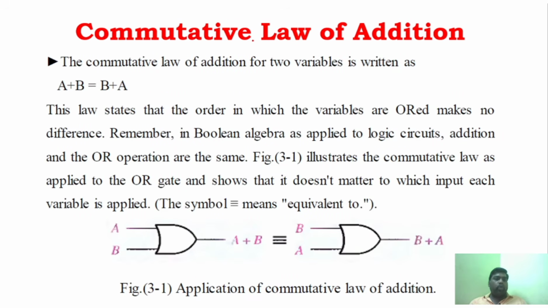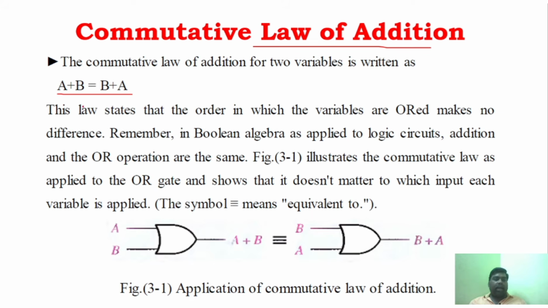So the first one is the commutative law of addition, right? From this particular expression, you can understand A plus B is equal to B plus A, right? So what is the logic behind this law? The law says that even if the order of the variables is changed, you know that A is a variable, B is a variable, the output will remain the same. That is, even if it is A plus B or B plus A, the output will be the same. This is the logic behind the commutative law of addition.